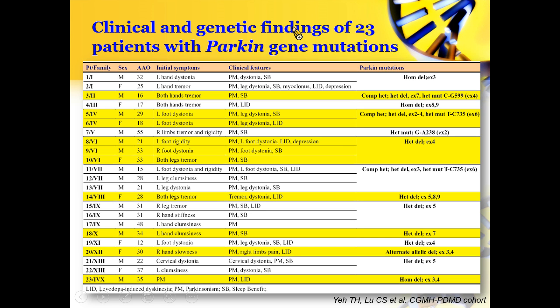The clinical and genetic analysis of our 23 patients showed that the mutation types include homozygous deletion, compound heterozygous deletion and mutation, and heterozygous deletion and mutations. Exon deletions were the most common type of Parkin mutations, especially exon 5 and between exons 2 and 3.